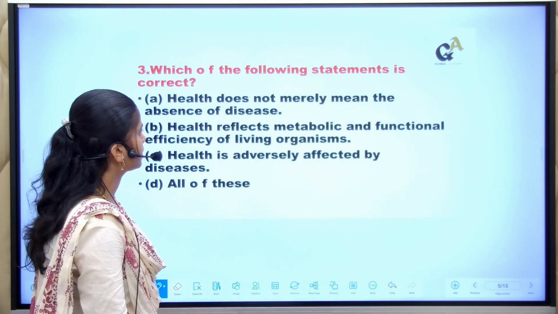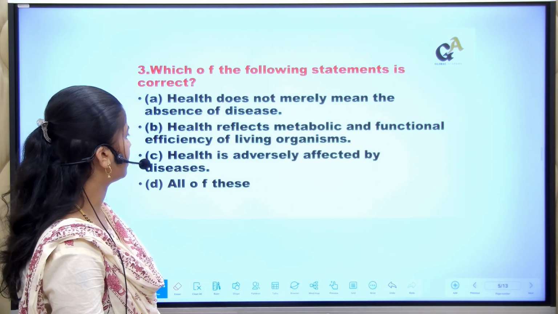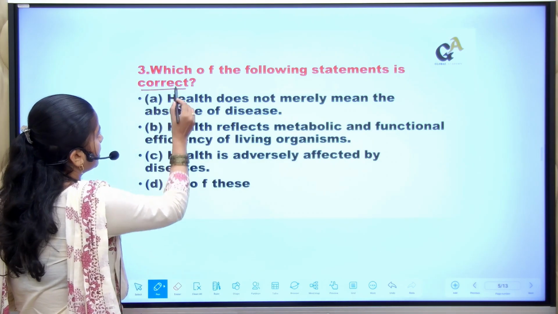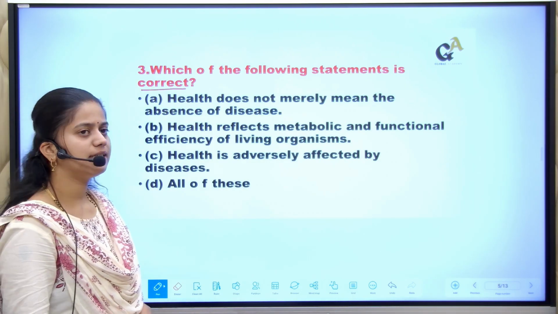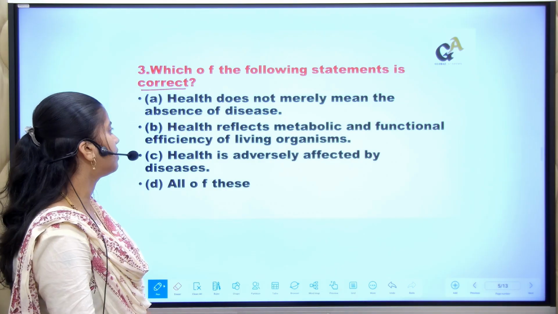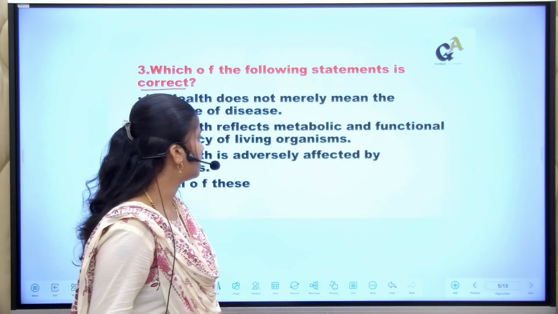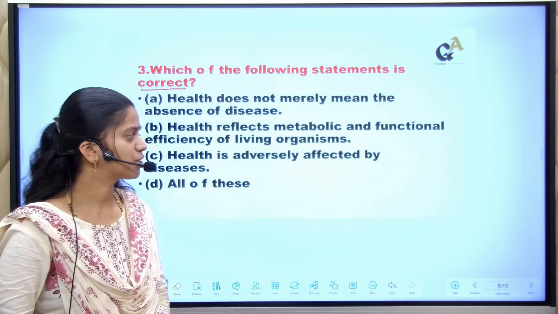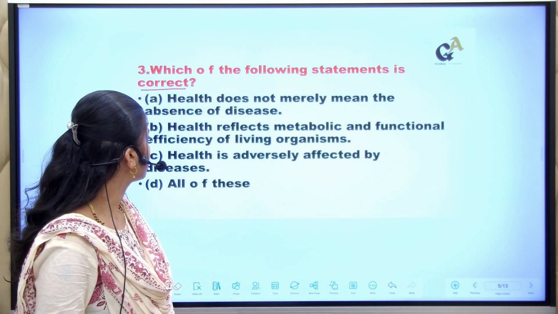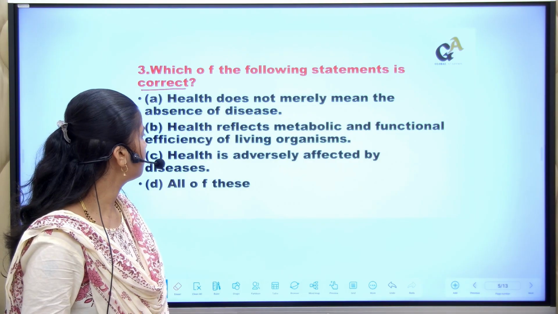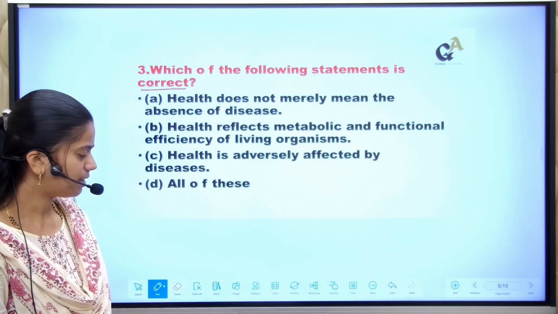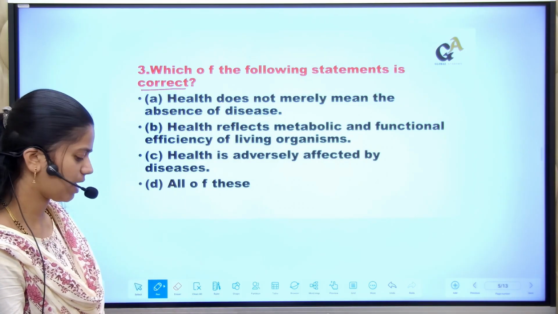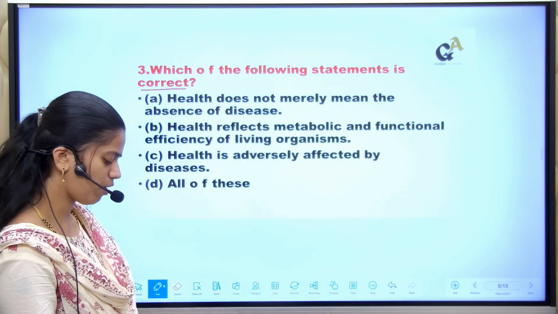Which of the following statements are correct? Option A, health does not merely mean the absence of disease. Option B, health reflects the metabolic and functional efficiency of living organisms. Option C, health is adversely affected by disease. And option D, all of these.